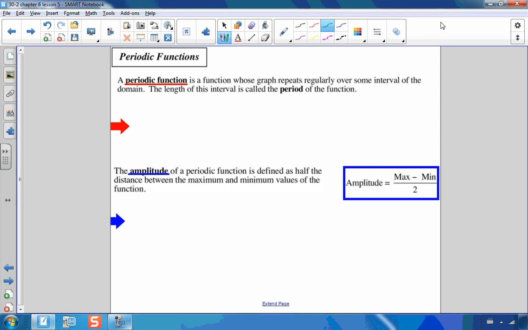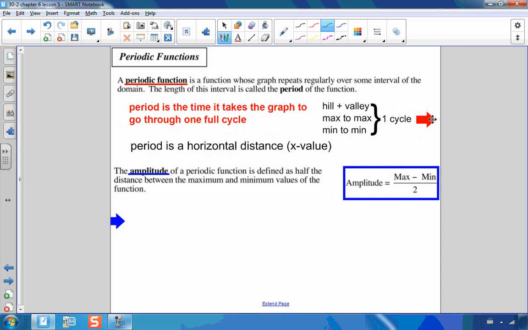So let's talk about periodic functions, because sine functions are periodic. Periodic functions are any kind of a function whose graph regularly repeats over some interval in the domain. Now, the length it takes to go through that repetition or that cycle is called a period. So period is the time it takes the graph to go through one full cycle. In terms of sine, we're talking about the time it takes to go through a hill and a valley.